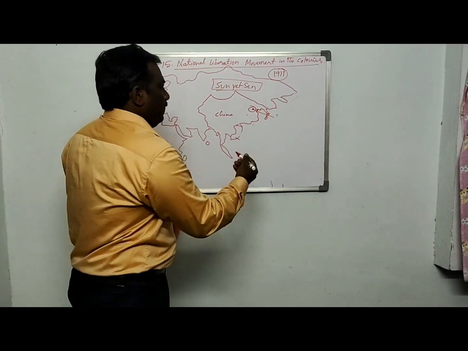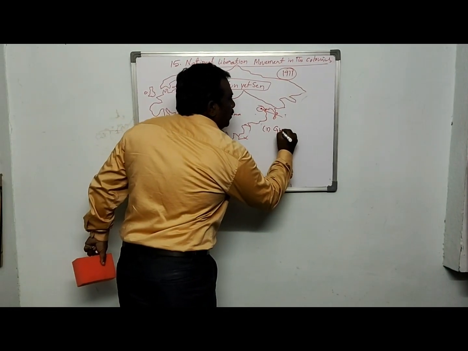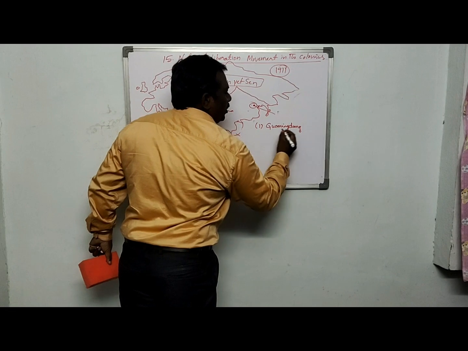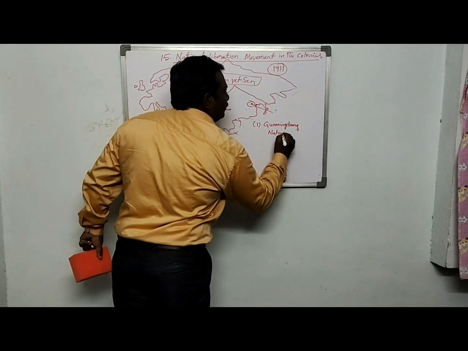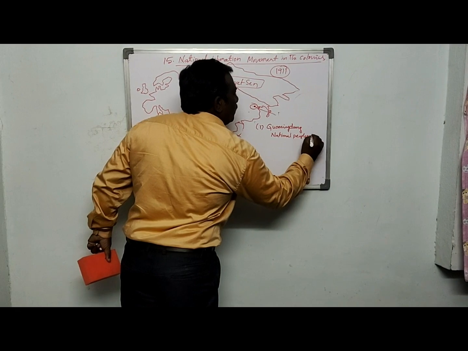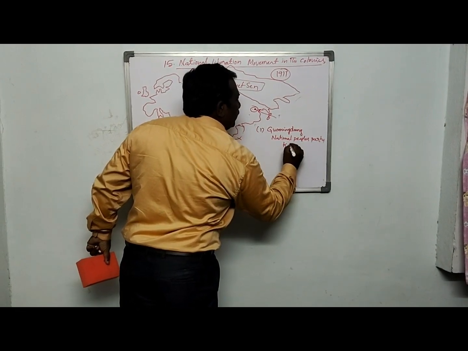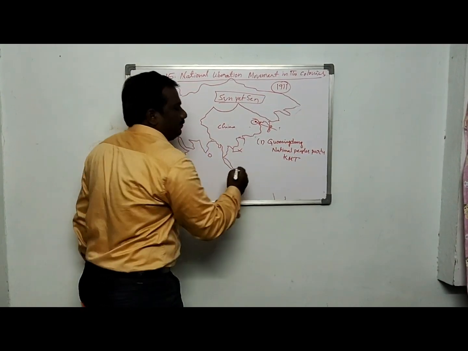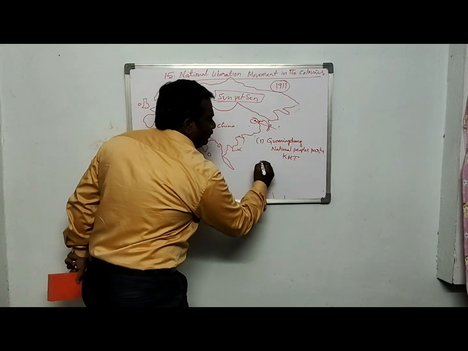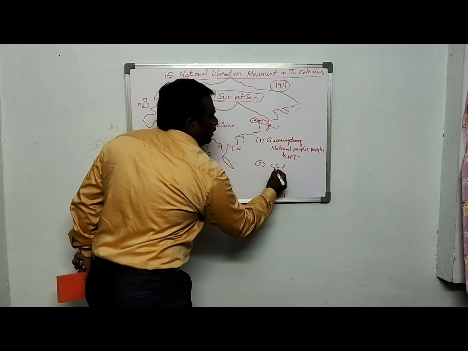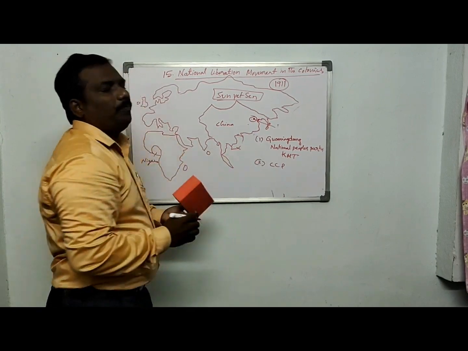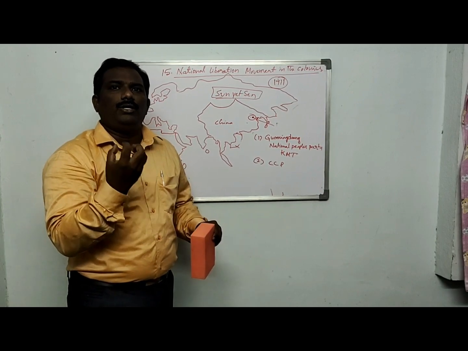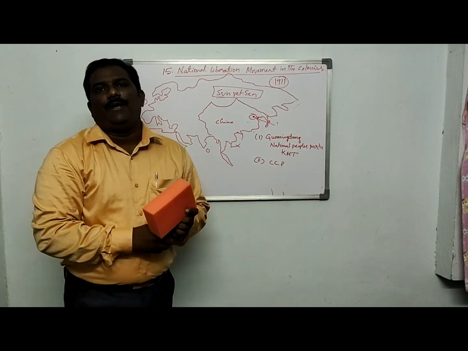Those two parties are, one is the Kuomintang Party. It is also called the National People's Party. It is also called the KMT Party. Kuomintang, National People's Party, KMT Party, these are all none other than the same party. The second one is the CCP, the Chinese Communist Party. These two parties came together and wanted to bring some unity and stability to China.